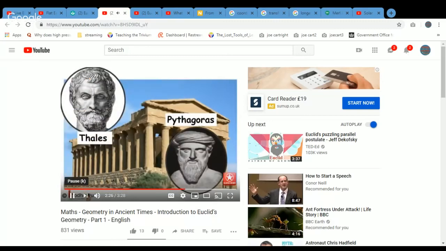Later came the Greek civilization. Many Greek mathematicians like Thales, Pythagoras, and others contributed a lot to geometry. It was Thales, a Greek mathematician, who gave the proof of the statement that a circle is bisected, that is, cut into two equal parts by its diameter. And the famous Pythagoras theorem was proved by his student, named Pythagoras.